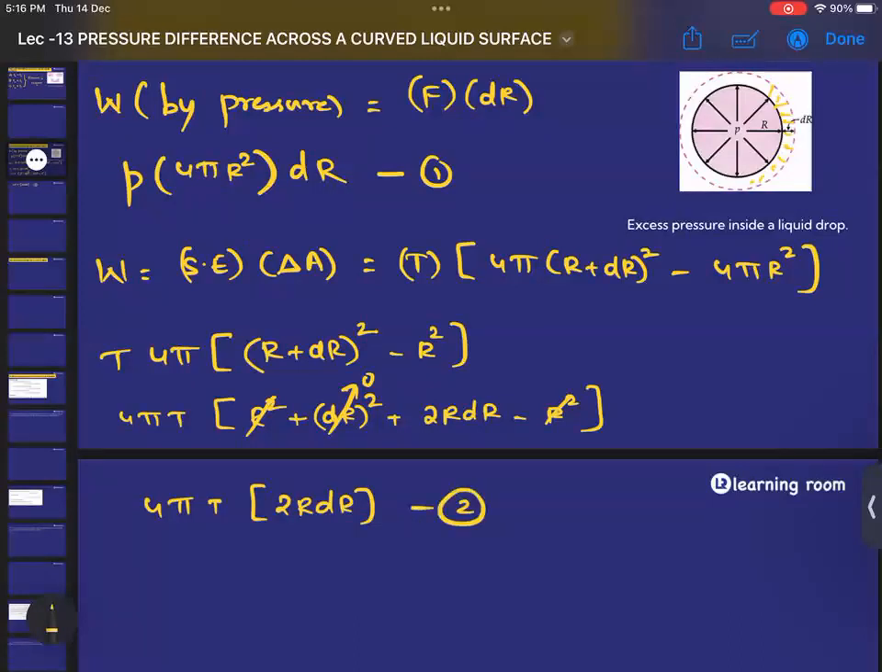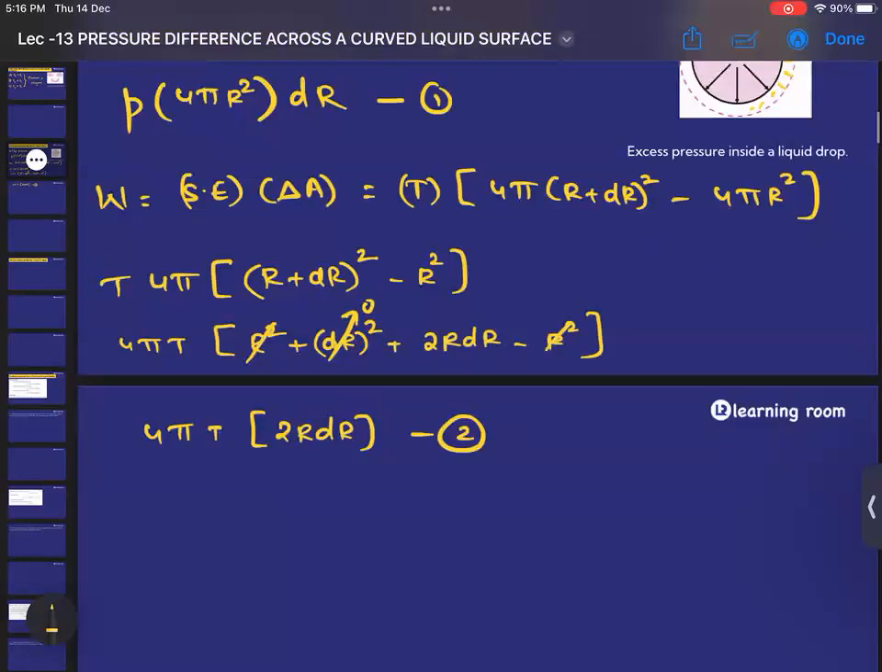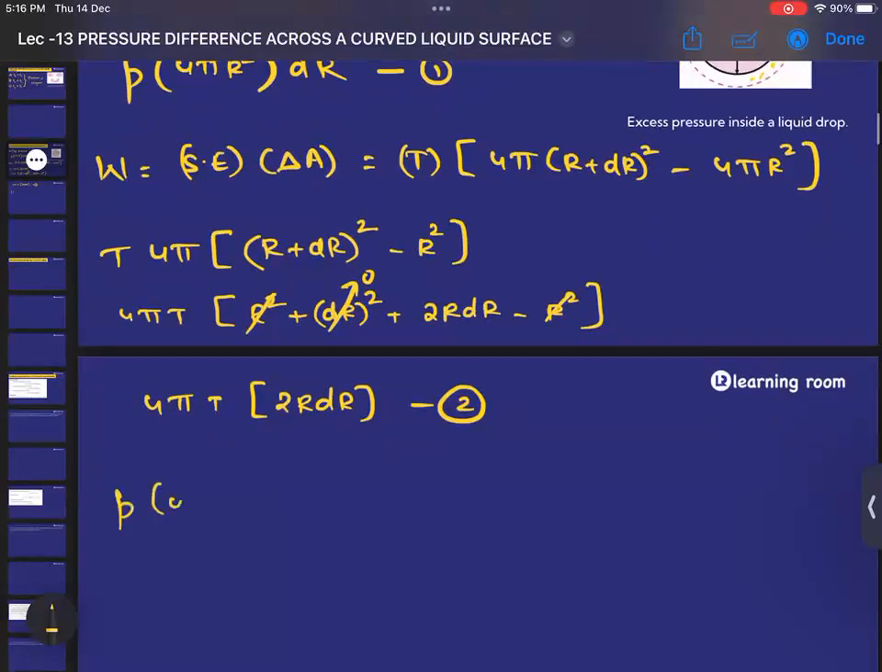Now tell me one thing. What is expression number 1? It is p into 4 pi r square dr, but that value is nothing but work done. And the second expression, 4 pi T into 2r dr, is also work done. So from 1 and 2, can I say that they both are same? When they both are same, can I say p into 4 pi r square dr is equal to 4 into 2, which is 8? Can I write it as 8 pi T into r dr?